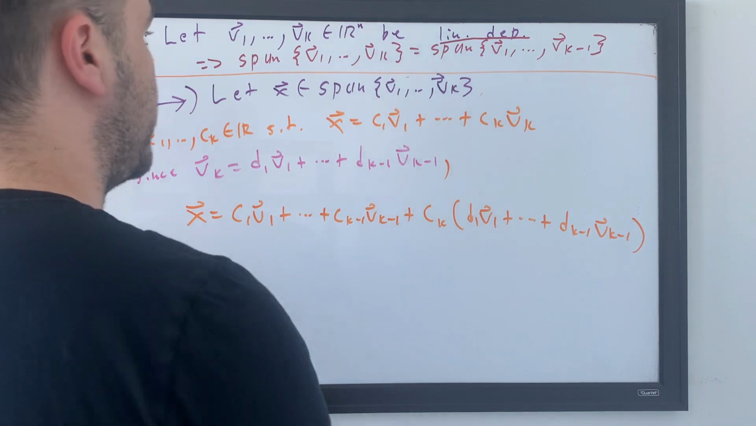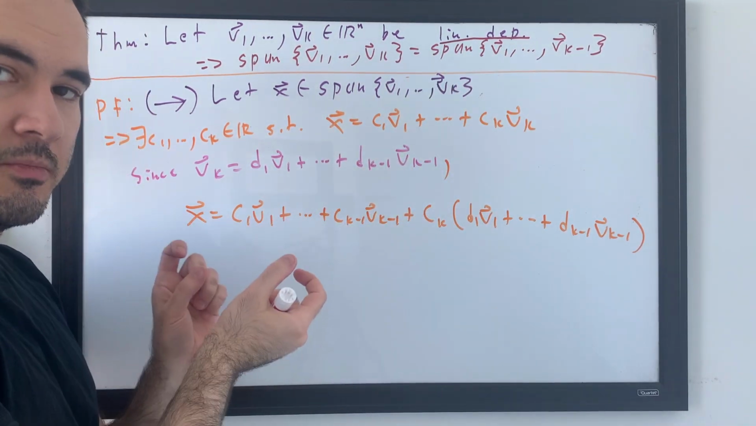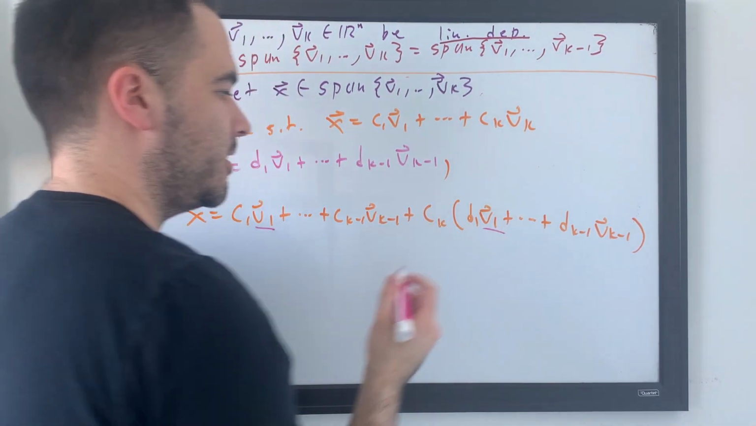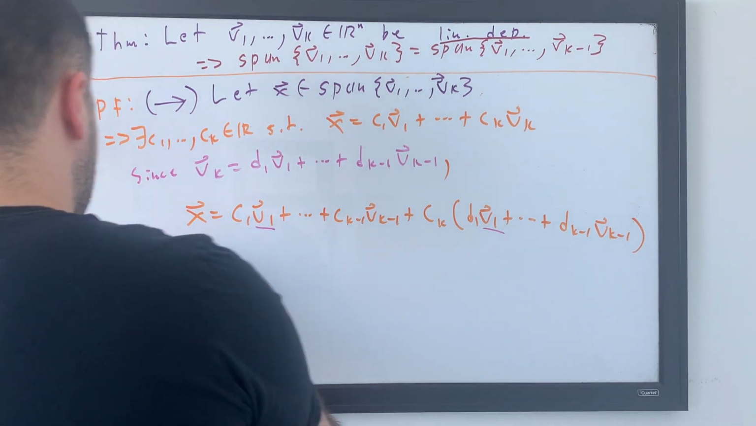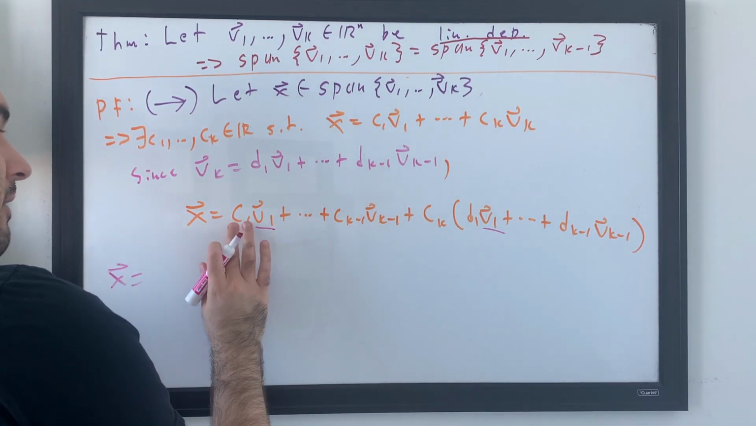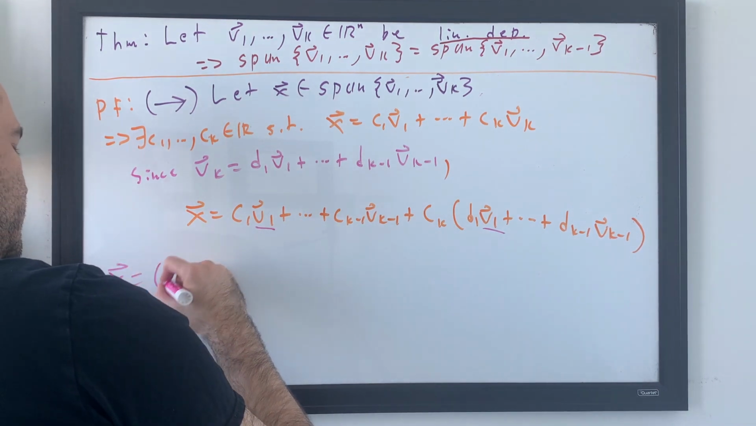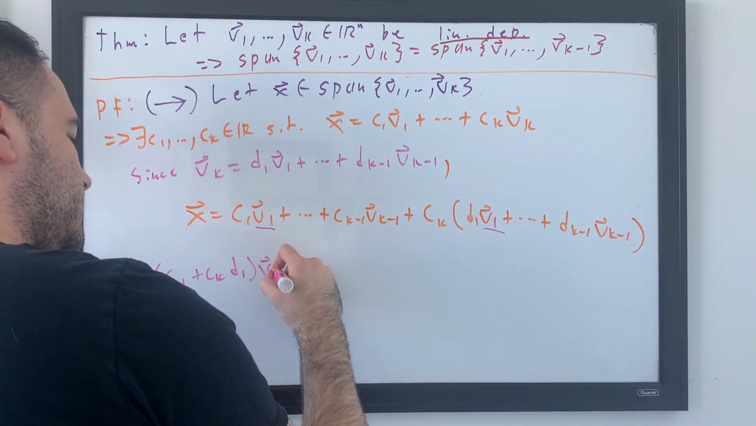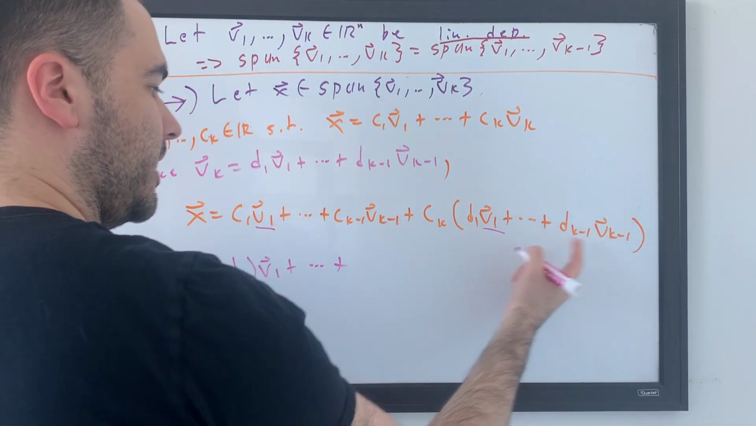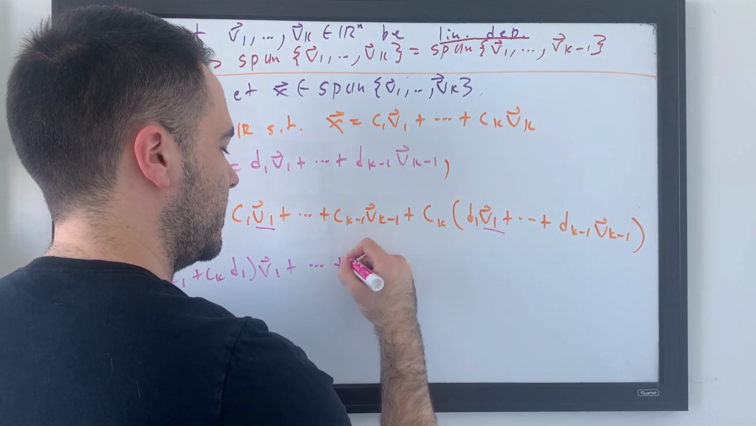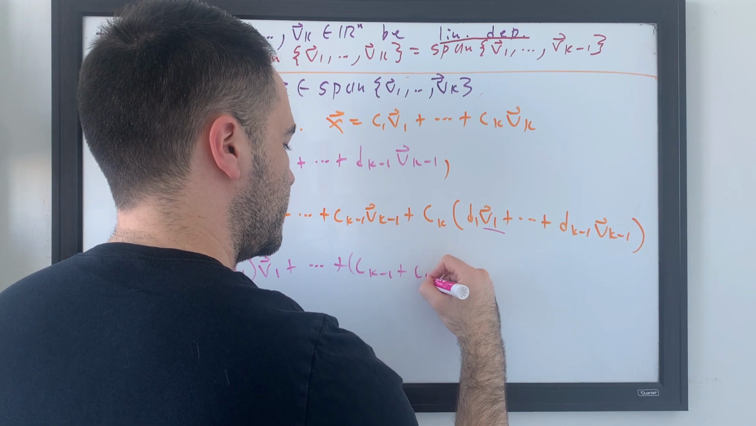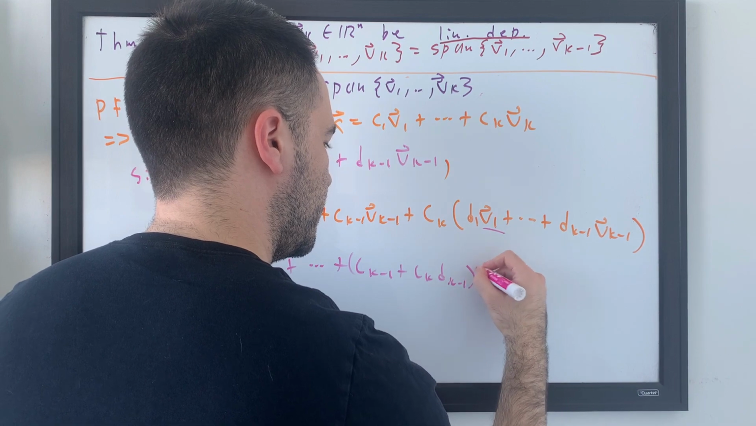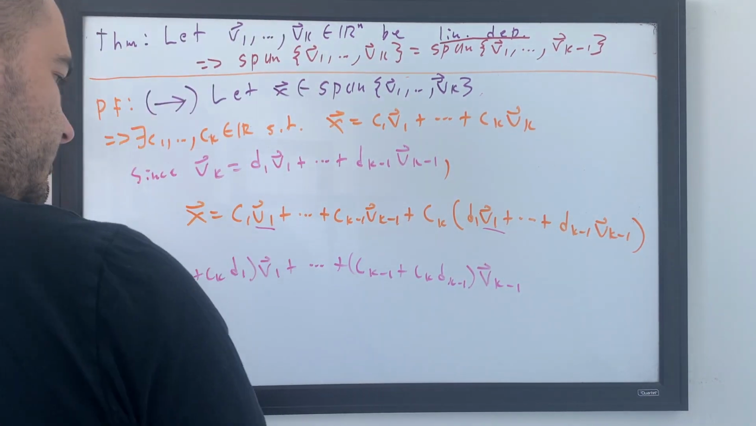And now, in order to show that it's within the spanning set here, we need some number times each of the vectors. So we're gonna combine like terms for all of the vectors. So that means for v1, we're gonna have c1 plus ck times d1. So c1 here plus these two multiplied together, ck d1 times v1 plus all the way to the end, which is ck minus 1 plus ck times dk minus 1 times vk minus 1.